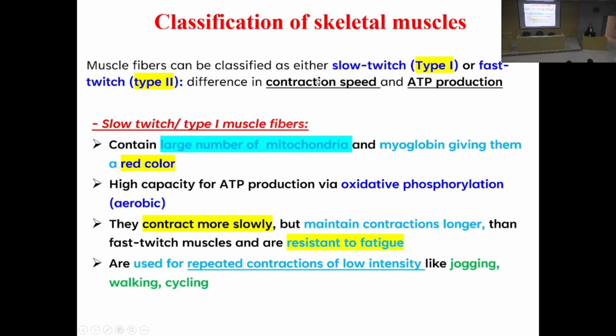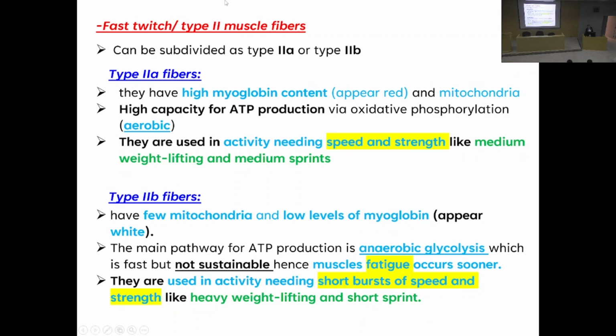So the large number of mitochondria is what makes the high production of ATP. This kind of muscle is responsible for what we call repeated contractions of low intensity. When you go jogging, when you go for a walk, when you go on a bicycle, this is the kind of muscle you will be using, the type 1, because they contract very slowly and they are resistant to fatigue. The second type we call type 2, and it is subdivided into two types, 2A and 2B.